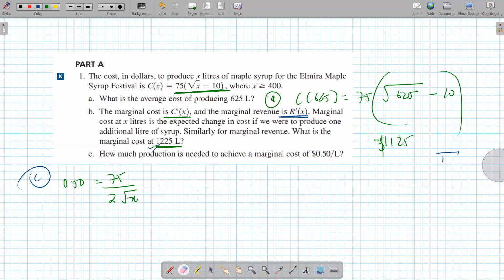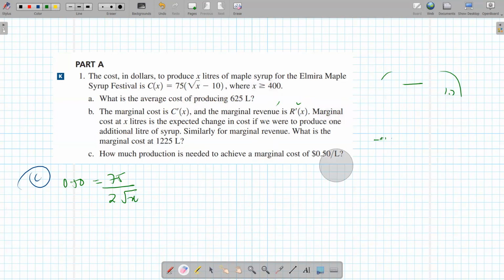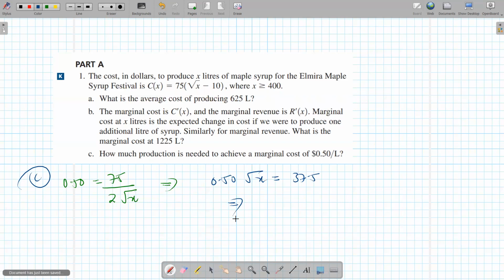The unknown is in the denominator. What do we do? You're going to multiply both sides by that unknown. So you get 0.50 times root x, and 75 over 2 is just 37.5. What's next? We're trying to solve for x. You divide by 0.5. Dividing by 0.5 is the exact same thing as multiplying by 2. So 75. What's next?